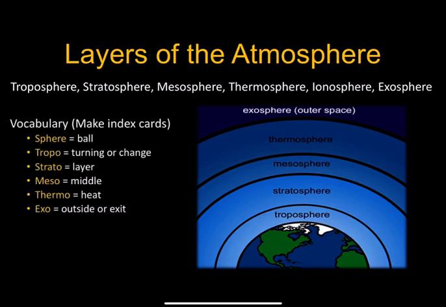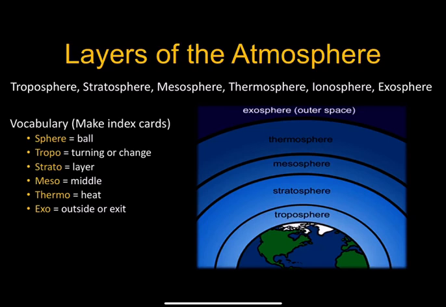The vocabulary that you will need to know for this lesson are the following: sphere, tropo, strato, meso, thermo, and exo. I suggest making index cards to memorize these key words. Sphere means ball. Tropo means turning or change. The troposphere is where we have the change of weather.